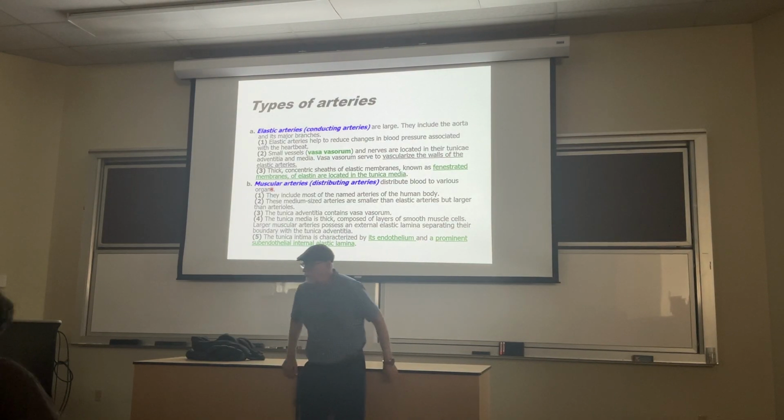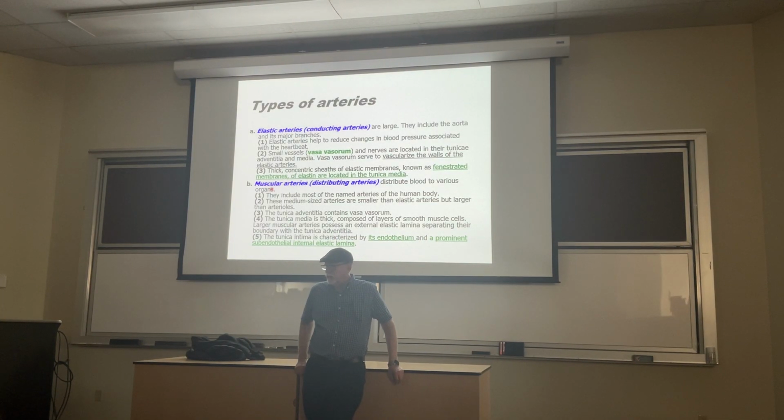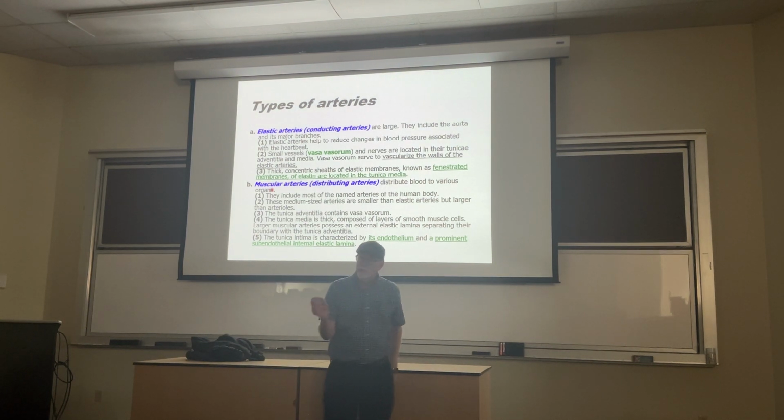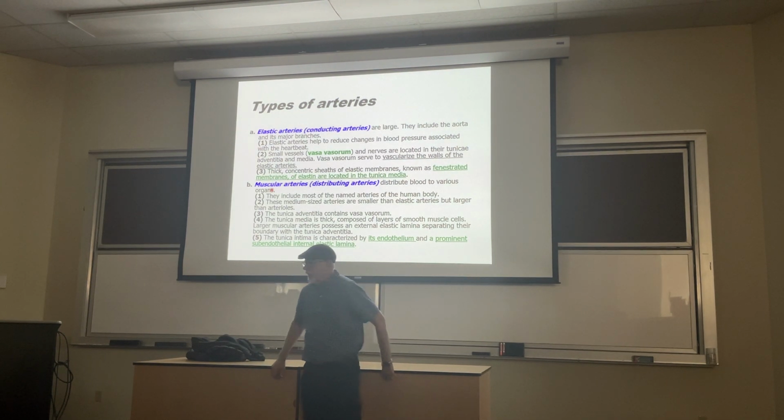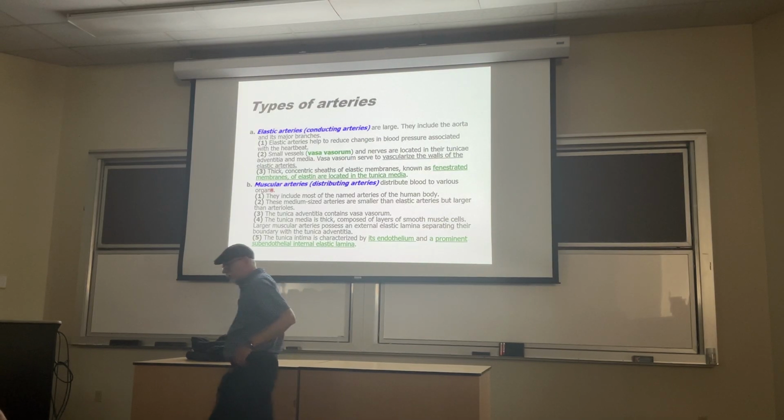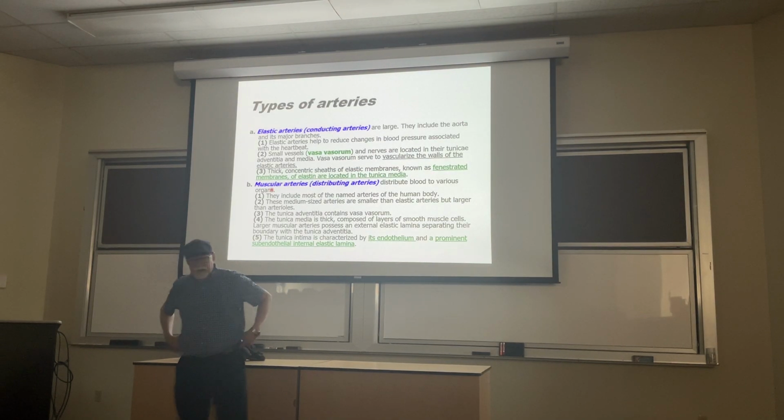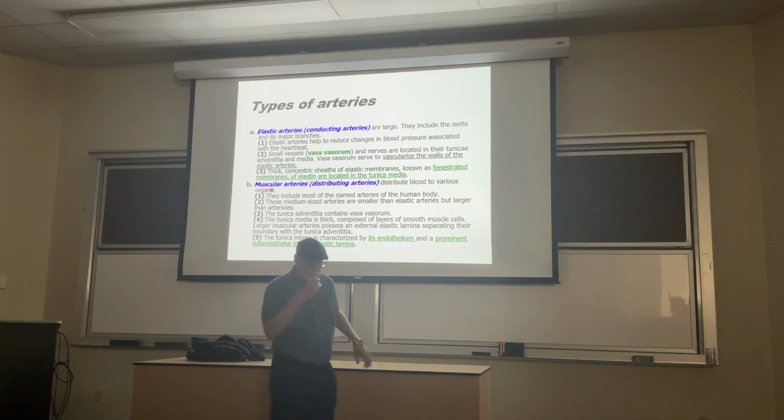By the way, I should mention, because I sort of forgot, most blood vessels have 3 layers. The tunica intima is the one right next to the lumen where the blood is. The tunica media is the middle layer. And the tunica adventitia is the outer layer, connective tissue.